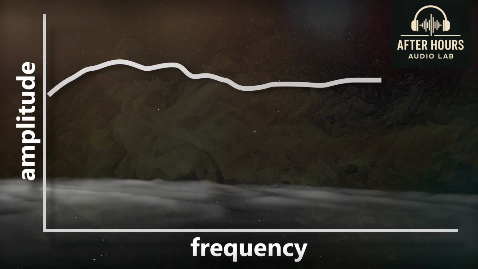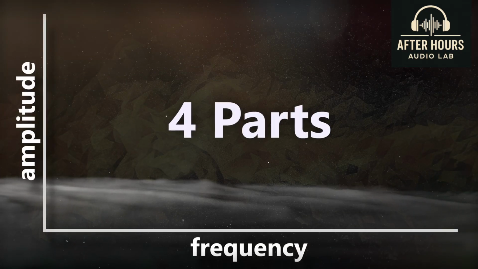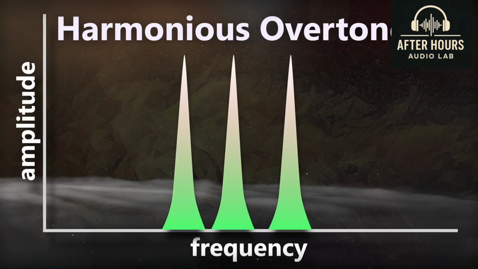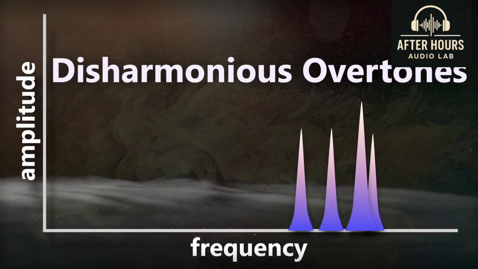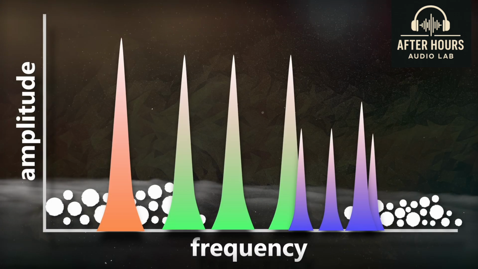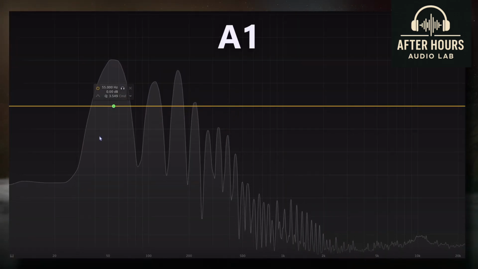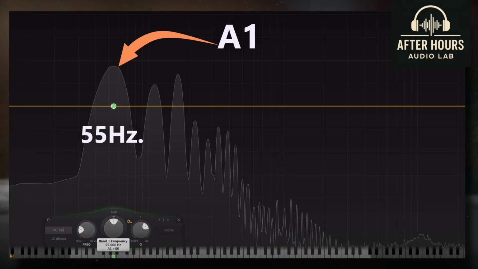The frequency response of an individual instrument or a vocal could be divided into 4 parts. First, the fundamental frequency. Second, harmonious overtones. Third, disharmonious overtones. And fourth, the unmusical or unrelated. So, let's look at an example. Say I pluck a bass guitar and I play the note A1. The fundamental, the foundation of the note A1, is 55 Hz.